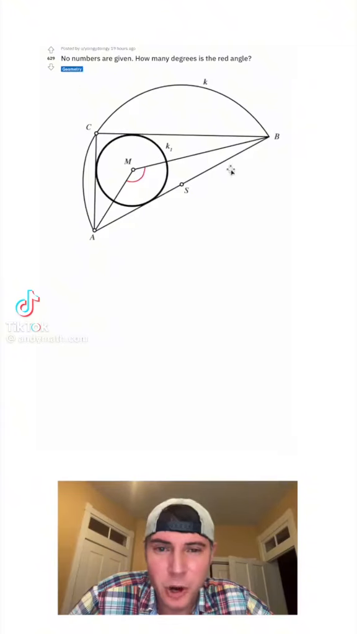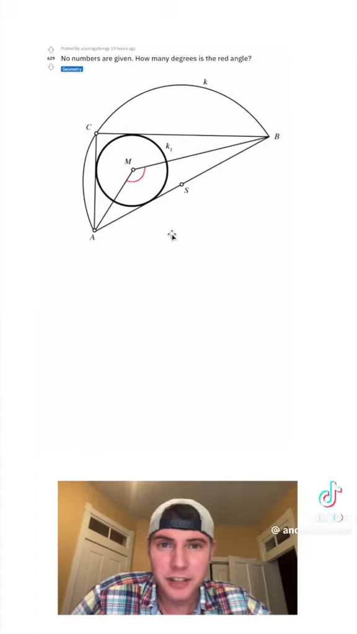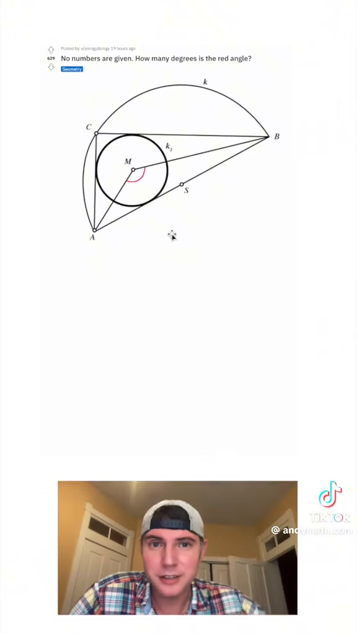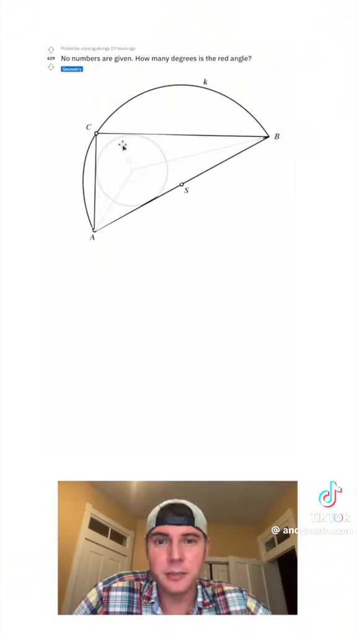Hey guys, it says no numbers are given. How many degrees is the red angle? If you want to try this on your own, pause it right now because I'm going to solve it in 3, 2, 1. Let's focus on this triangle and the semicircle.